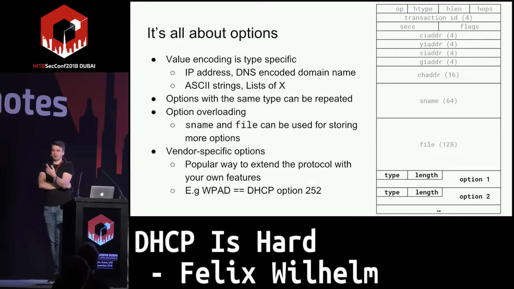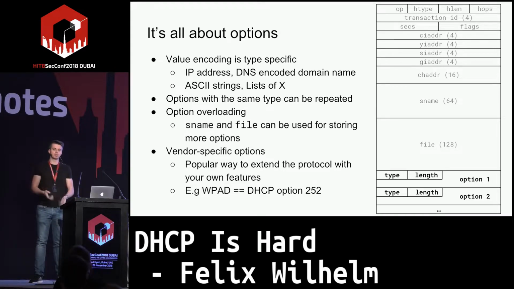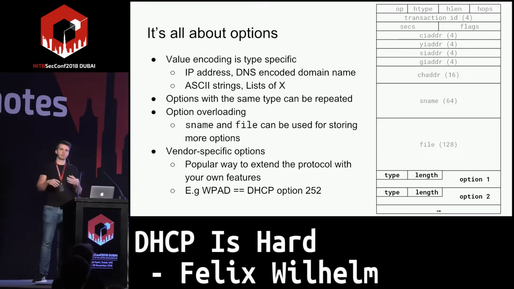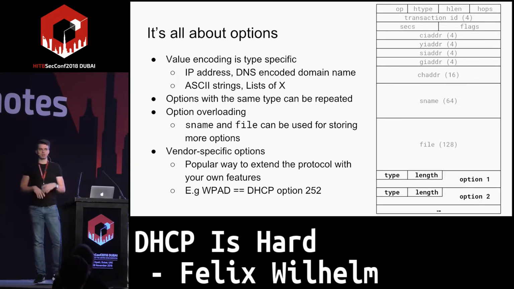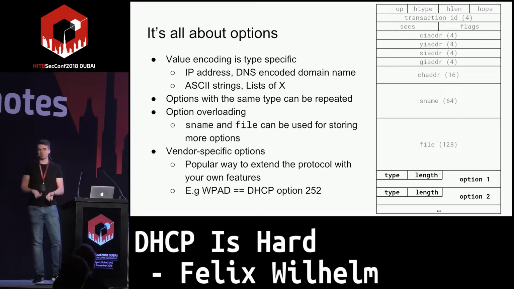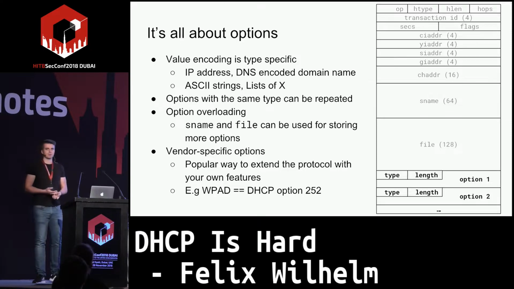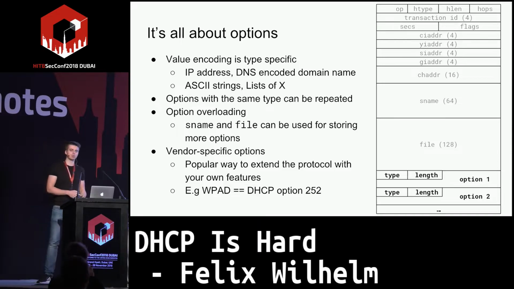So I mentioned you have these different option types and option values. One interesting thing about DHCP is, of course, you can put different stuff in these option values, and the value encoding is completely type specific. Some option types just contain an IP address, for example, the IP address of your DNS server. Others might contain DNS-encoded domain names. They might contain ASCII strings. They might contain lists of these things. So basically, for all of the option types you support, you need to have the decoding and encoding routines in your implementation to actually be able to parse this.